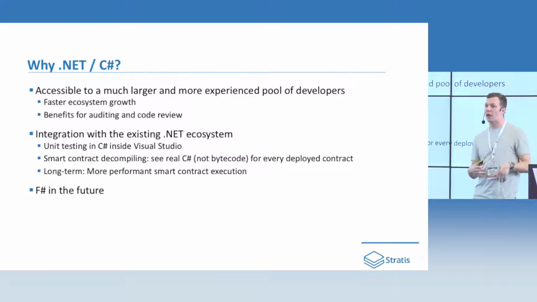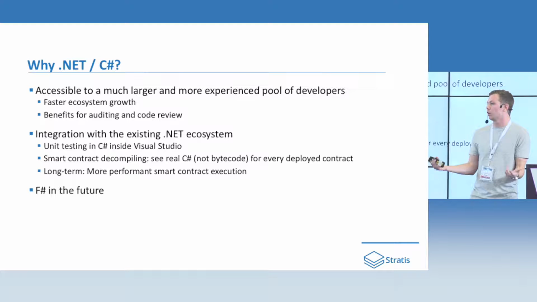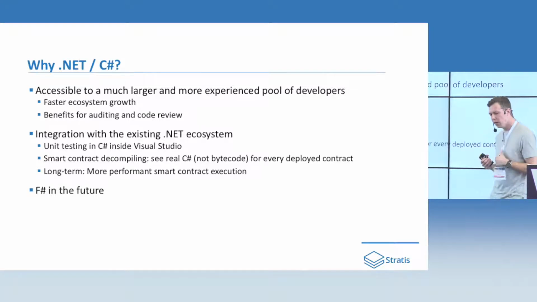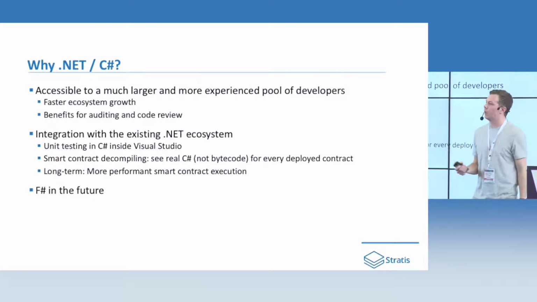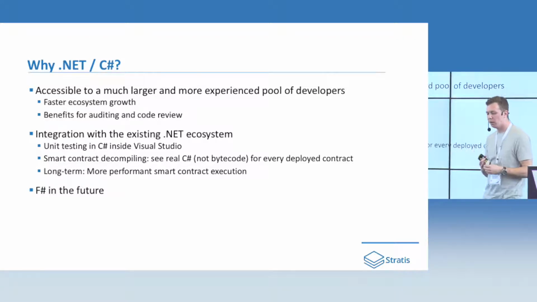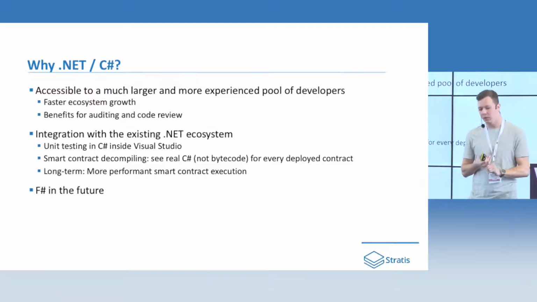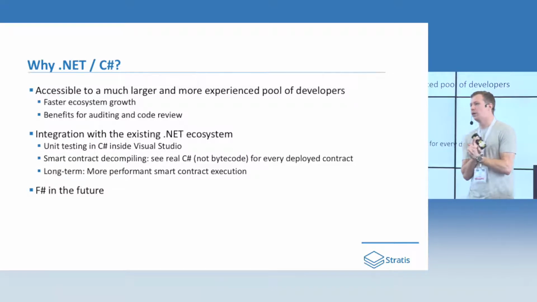If we have more developers able to develop on our platform, they're going to be able to provide the best applications, and people are going to be drawn to us. We also have integration with the .NET ecosystem. Again, this is what I keep talking about: all these tools are already available, so they can be used on our platform. For example, we have unit testing in C# inside Visual Studio, and also smart contract decompilation.